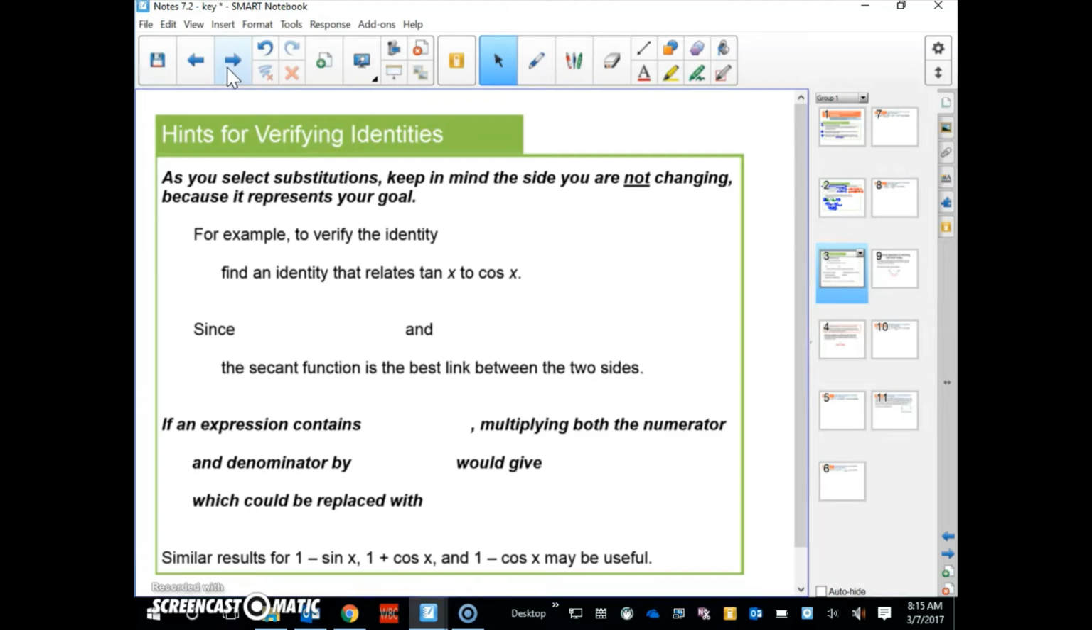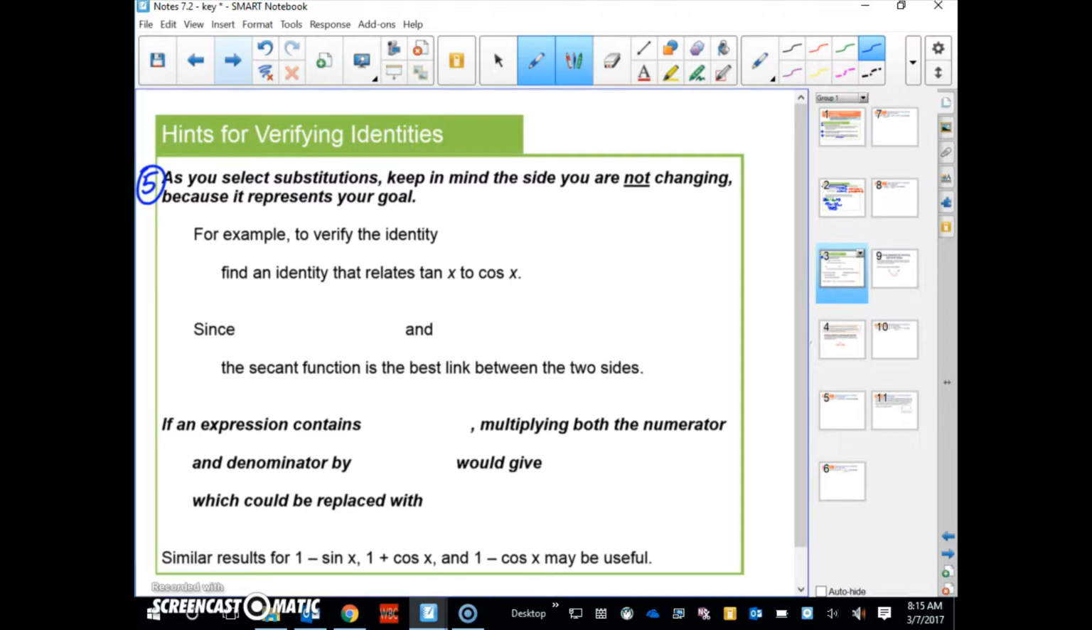Hint number 5. As you select substitution, keep in mind the side you're not changing because it represents your goal. Basically what we're going to do is try to take either the left or the right side of an equation, and manipulate that so that it looks like the other side. Okay? We're going to end up with a true statement.